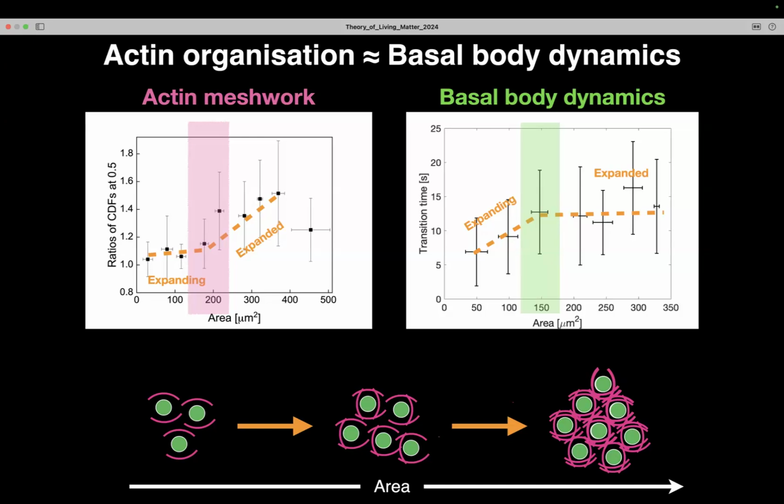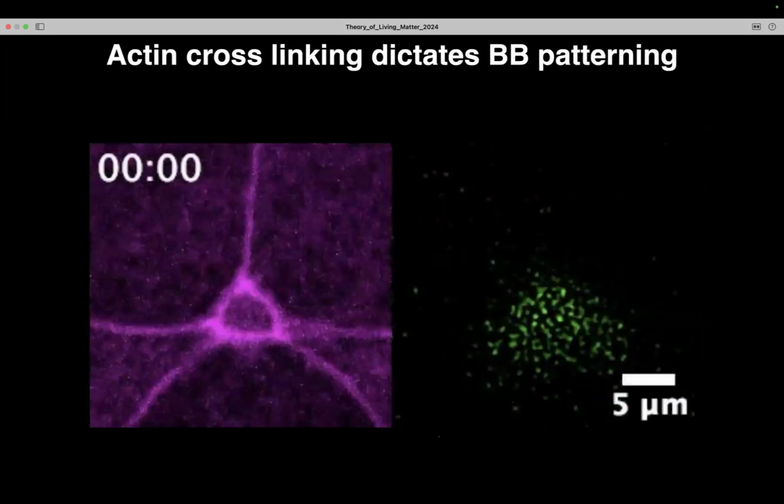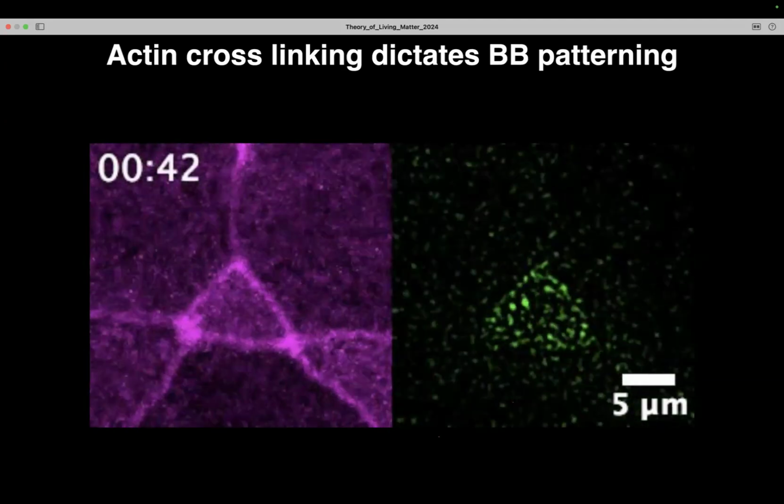So if our hypothesis is true, then we expect that if we now perturb the actin reorganization, in that case the cross-linking of the actin network, we would expect some sort of changes in the organization of basal bodies within the apical domain. And this is actually what we did. Here we knock down alpha-actinin 1, which is the major cross-linker of actin within our system. And this is actually what we see.